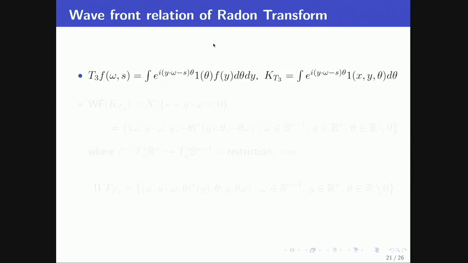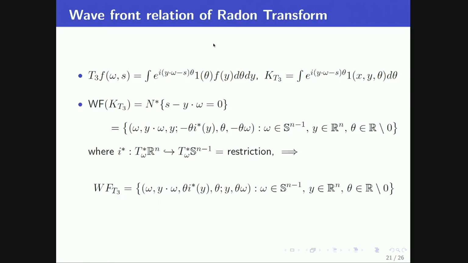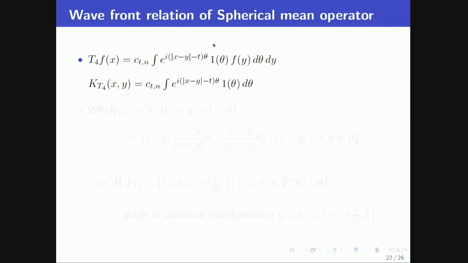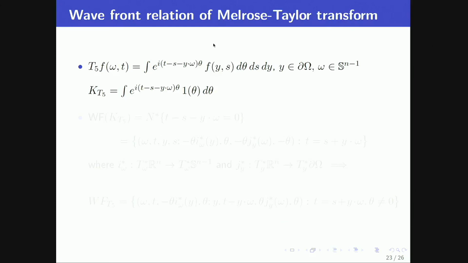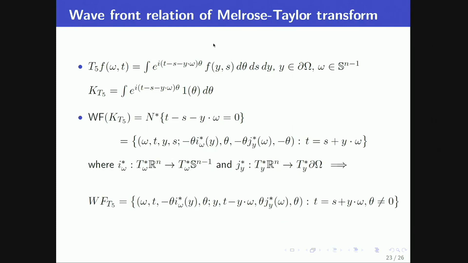Okay, you can do this for the Radon transform. I won't go through the details here. This allows you to predict where the singularities of the image under a CT scan, if you have singularities in somebody's body, like a broken bone or something, this will tell you where the singularities will show up in the data. You can do the same thing for the spherical mean operator. Melrose-Taylor transform. Again, these slides will be online.